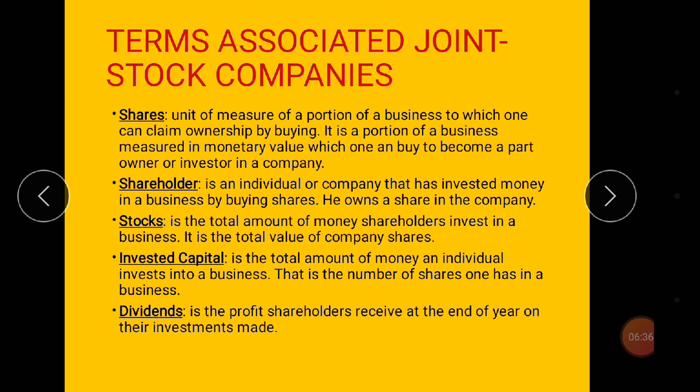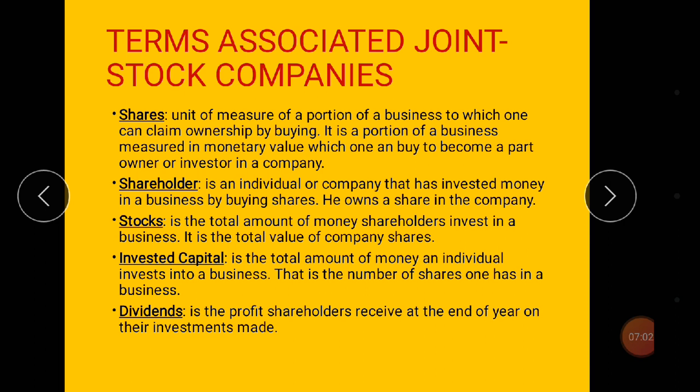floated shares, and Ama buys 10,000, Kofi buys 2,000, Ajwa buys 3,000, and then another person also buys 5,000, that is 20,000. So the total stock, that is the total value of shares in the company, is 20,000. But every single individual's amount of shares they bought is what we call the invested capital.